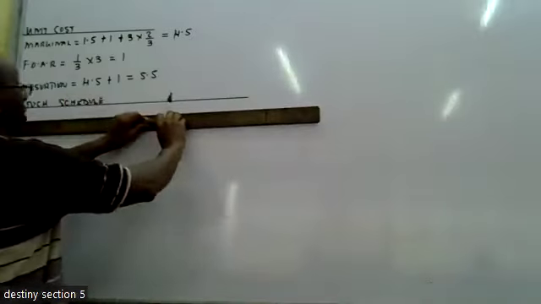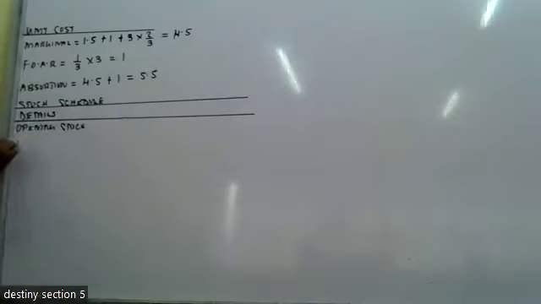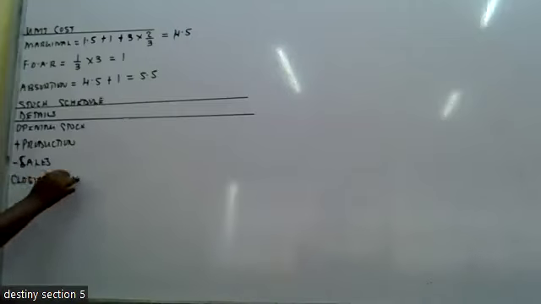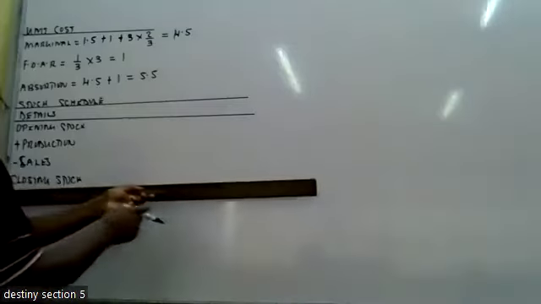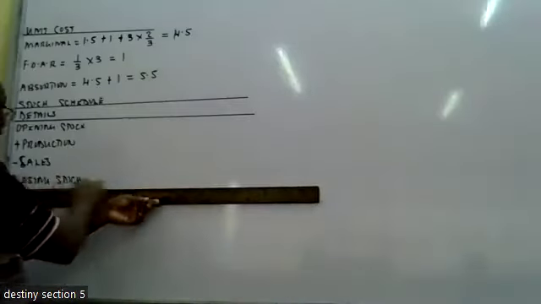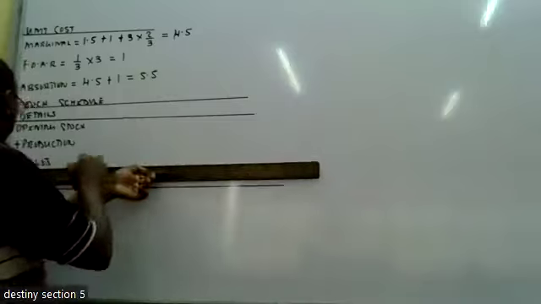So in this one, we begin here with the details. Then you have the details, we have the opening stock. Then we say add production. Less sales. And when you do so, you get what we call the closing stock.